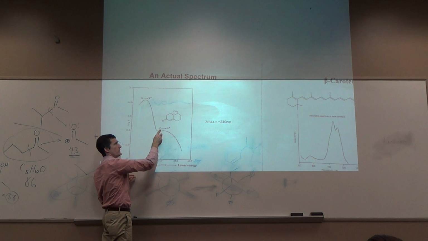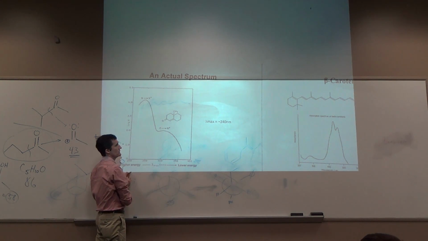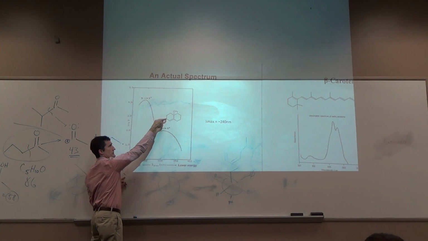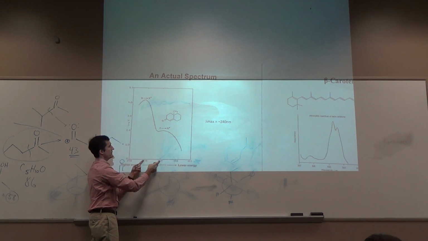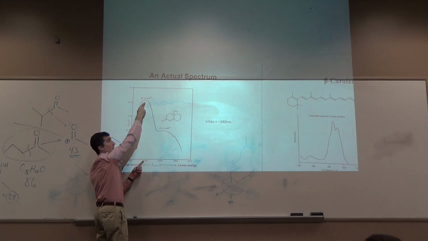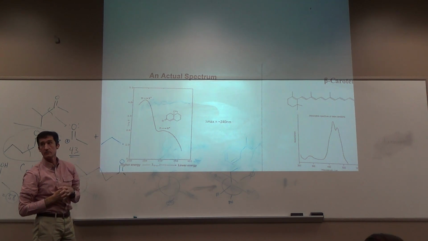That's been ascribed to the n to pi star, because we do have non-bonding electrons, and those were excited. These are easier to excite, so it took less energy. Longer wavelength, less energy. As we said, pi to pi star is usually the most intense, and your lambda max is often from your pi to pi star transition.